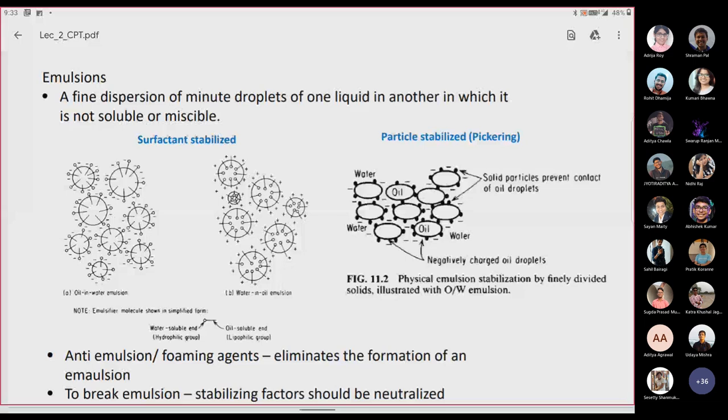Students, do you know about emulsions, or should I explain? I can explain if you're not aware. Are you aware of emulsions? Or I can give a quick explanation to make you understand. Please don't be silent. At least you can say your opinion.